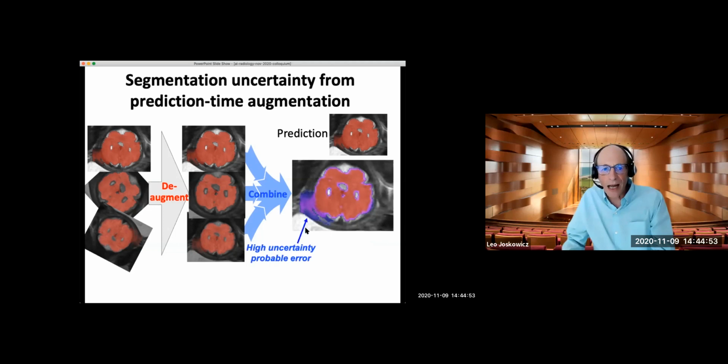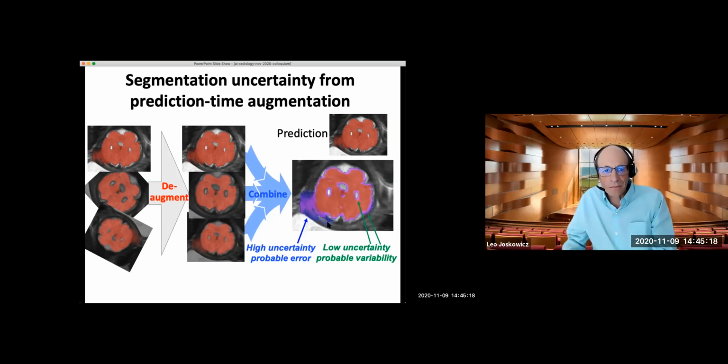What you see here now in blue is going to be the network uncertainty. This is the voxels in which the network is not very sure of itself. Okay, the red one is the consensus. And you see that in some areas there is a low uncertainty, and these are probably the legitimate observer variabilities that we saw before.